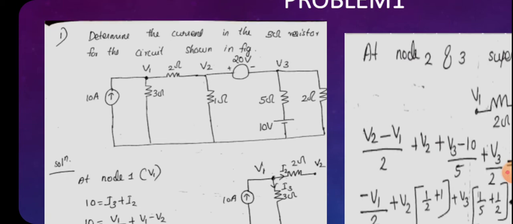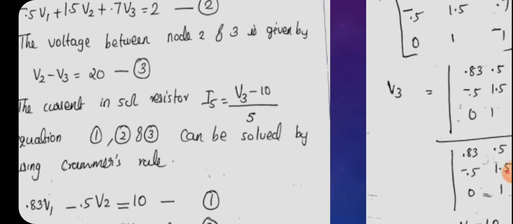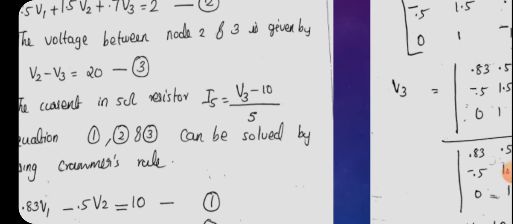Okay, in the question it is given that you are asked to determine the current in the 5 ohm resistor. So in order to find the current in the 5 ohm resistor, we need only the voltage value V3. What is the current through the 5 ohm resistor in this figure? Current through the 5 ohm resistor is (V3 minus 10) divided by 5, right? So the current in the 5 ohm resistor, I5, equals (V3 minus 10) divided by 5. So we need to find only the value of V3.